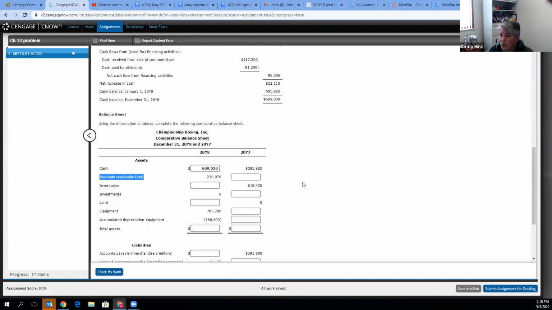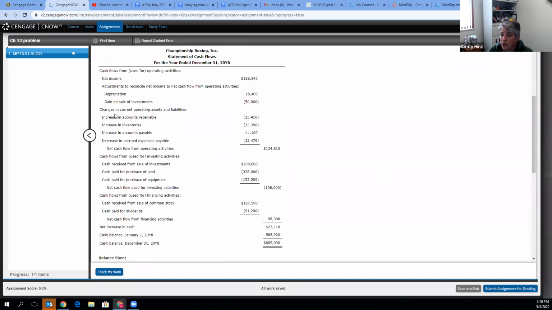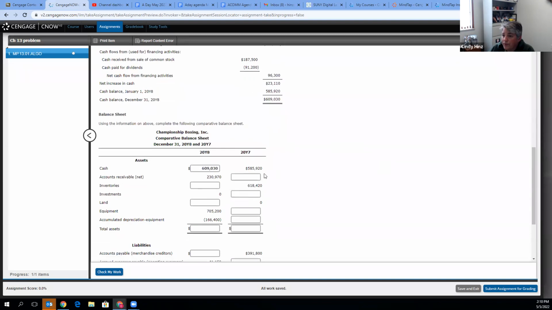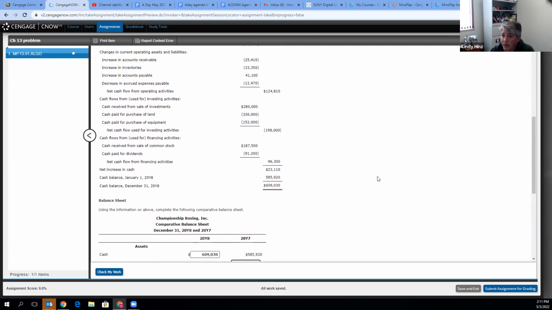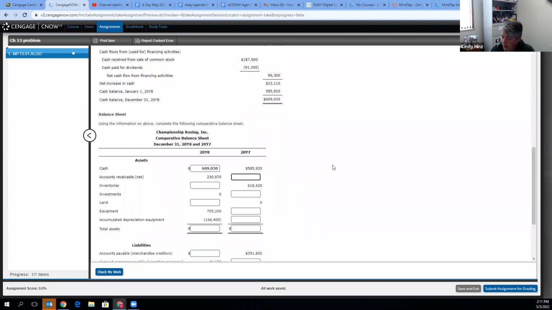Now we move ahead to the accounts receivable, and we're given the ending balance, and we have to find the beginning balance. What does it tell us about accounts receivable? There was an increase in accounts receivable during the year. That increase was $25,410. So in order to get back to the beginning of the year balance, if we know it went up during the year, what are we going to do to get back to the beginning? We're going to subtract that increase of $25,410, again using the numbers that are in my problem.